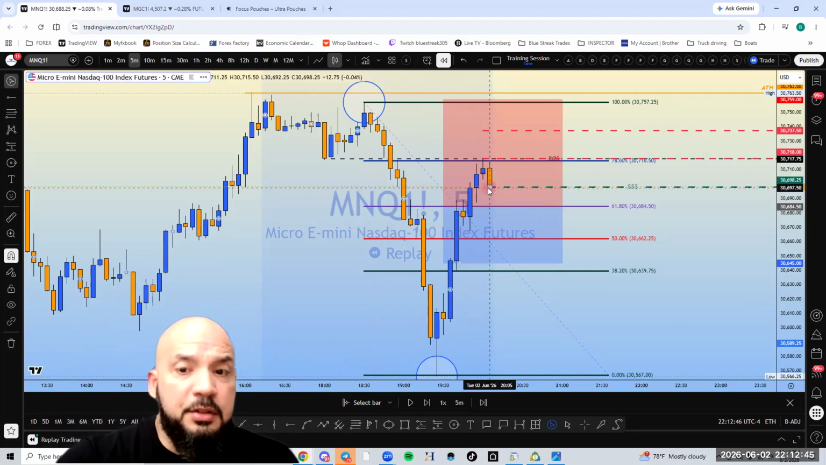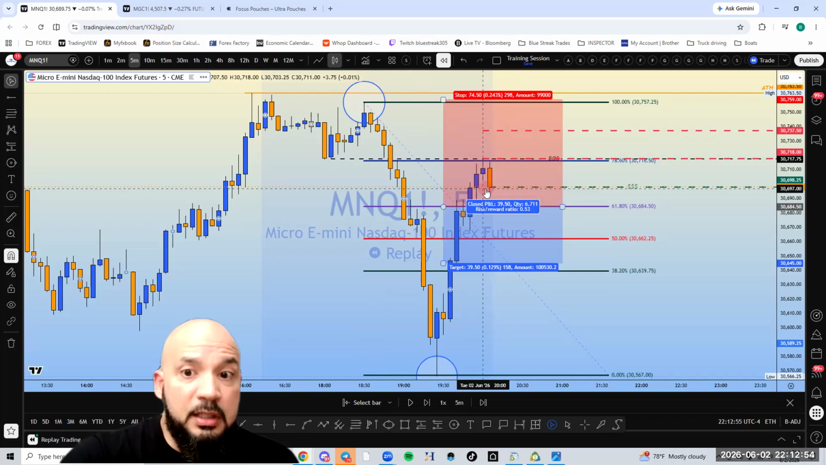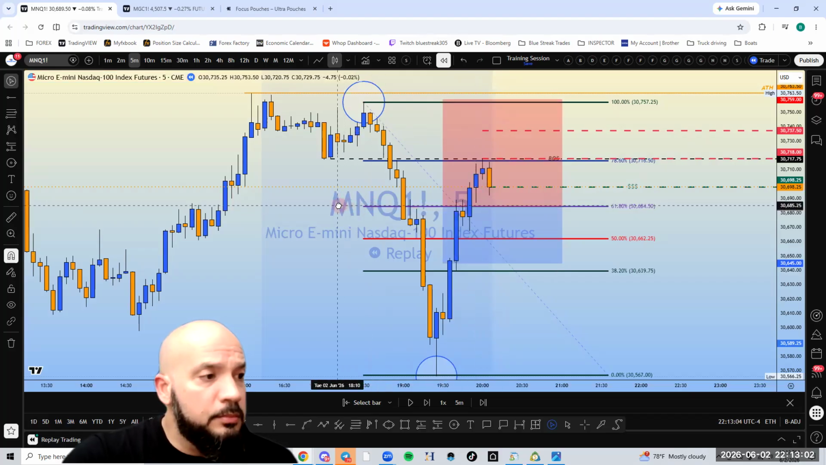So let's say we entered here. Now we're going to let the play rock. This is for bearish setups. Once you get the bearish candle confirmation, you can either enter short here or use the limit to enter short here.